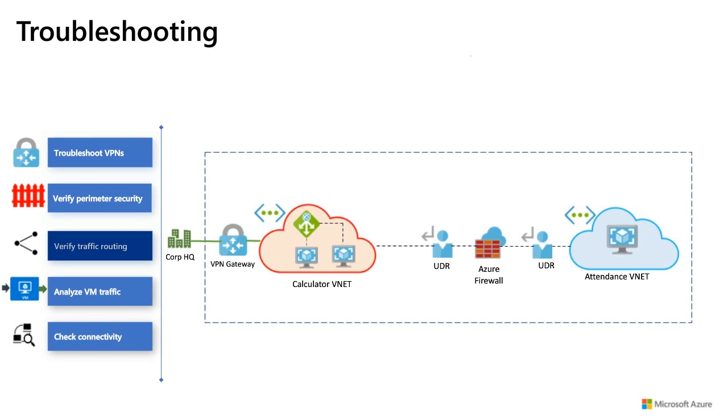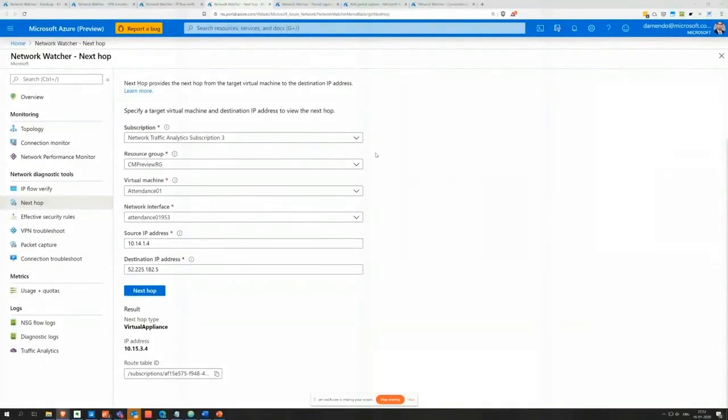For this, I can use NextHop. NextHop is a tool that allows me to select any particular network interface and tells me the next hop for outbound traffic flows. As you can see on my screen, I selected the attendance 01 virtual machine, which is in a spoke, and I want to test connectivity to the hub. So I have already entered the IP address of the hub, which is 52.225.82.185, and I've run a test. The result is that the next hop is a virtual appliance. A virtual appliance means that the firewall is currently working. It also gives me the route table ID of the route that I've configured.